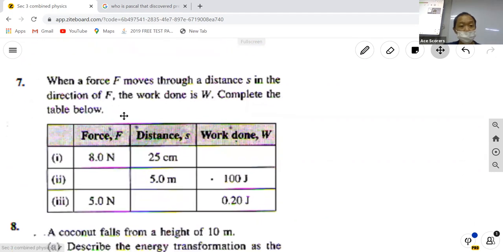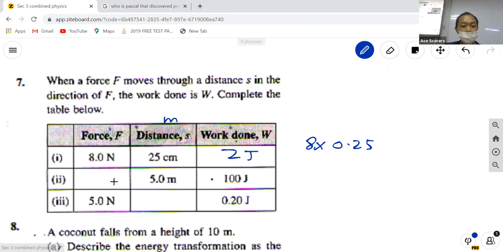Okay, let's try this. A force moves this computer table. So work done equals the force times distance. So just multiply. What do you get with this? First one? 20 joules. Okay, there you go. Force times distance. So what's the SI unit for distance? Meter. Now this is in centimeters, so you need to change to meters, right? So 0.25. Okay, so the answer is 2 joules.